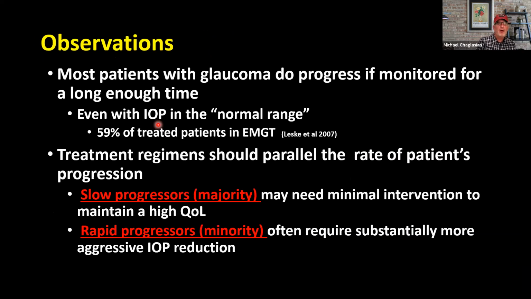Most patients are slow progressors, but about 15 to 20% of patients may fall into a rapid progressor category, a more severe form of glaucoma. You can't really tell that just by risk factors or IOP. You can only tell it by measuring several visual fields, OCTs as well, to identify the rate of change over time.